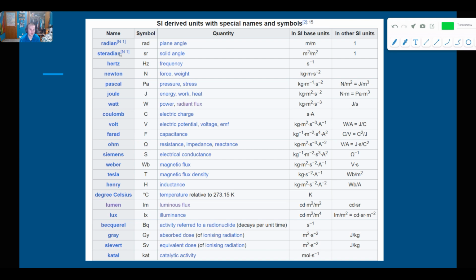And most of these are named after people. Celsius was a guy, Henry was a guy. Unfortunately, all of them are kind of male-dominated, but that's history, and that I cannot change, unfortunately.